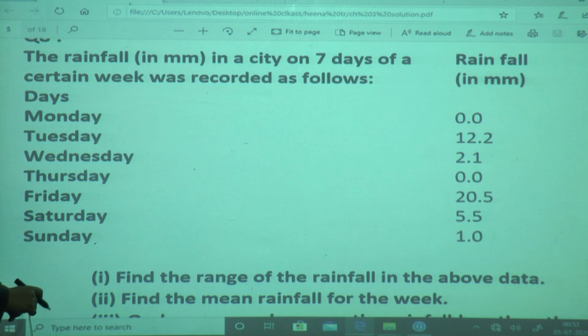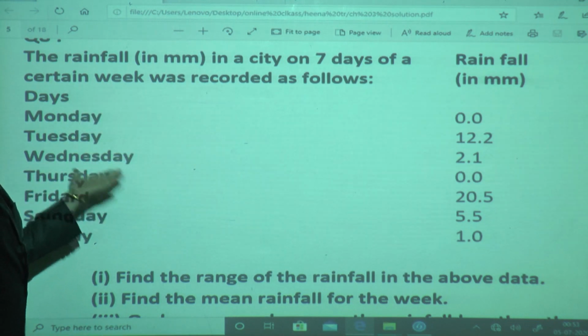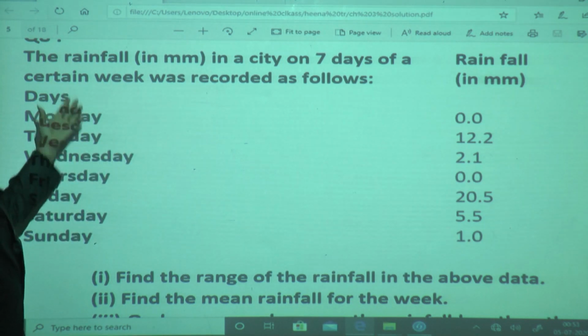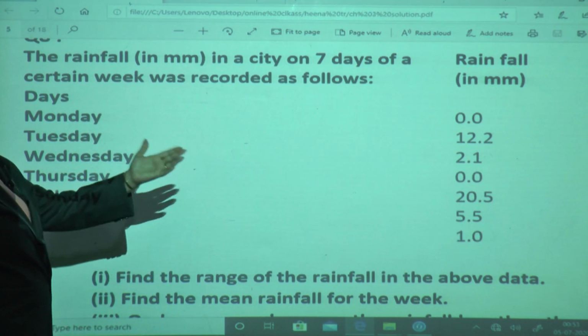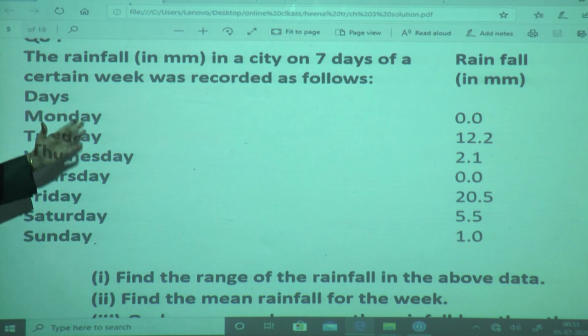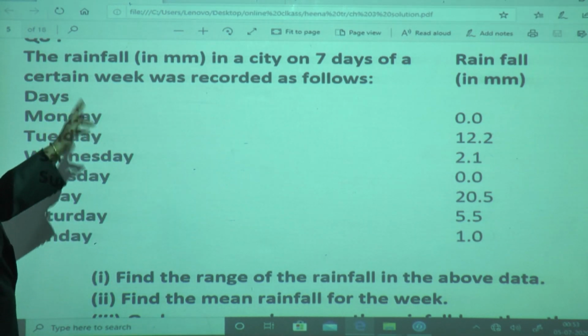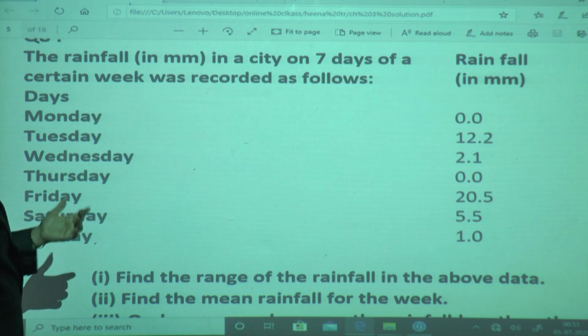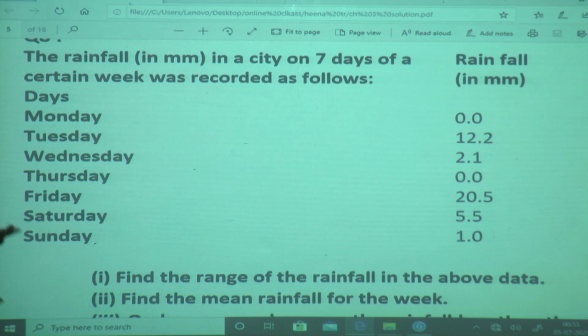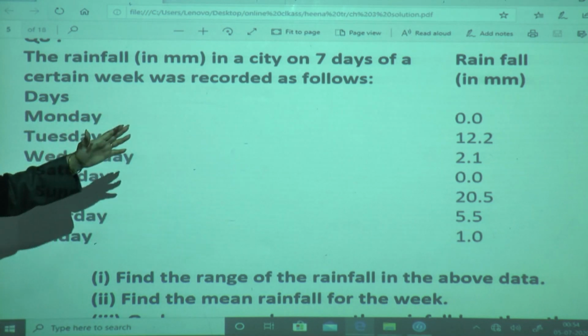Now we will see, already when we started our chapter, we had the maximum and minimum temperatures of some cities. Now we will have another example very similar to that, which is rainfall. Here the rainfall in mm means millimeter. In a city, on 7 days of a certain week, the rainfall was recorded as follows: Monday, Tuesday, Wednesday, Thursday, Friday, Saturday and Sunday.